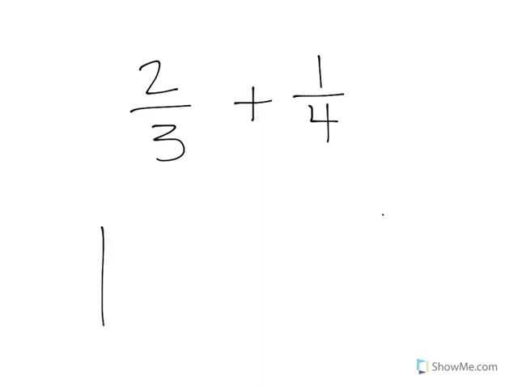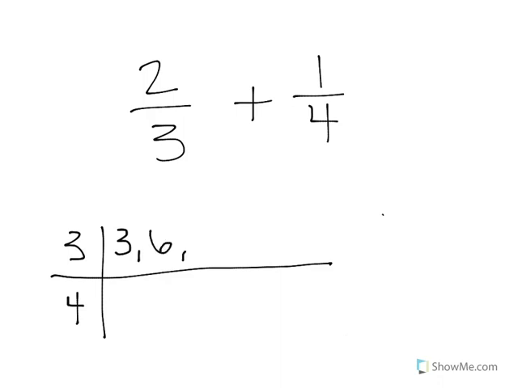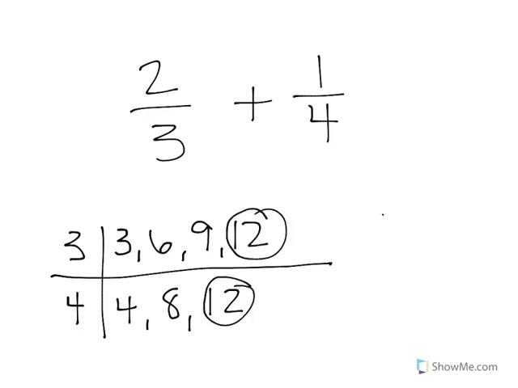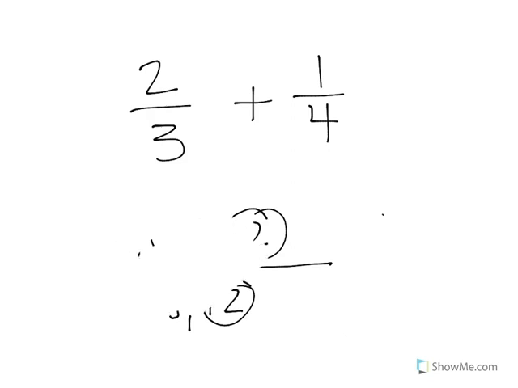So let's do that. Remember, finding the least common denominator or least common multiple is just listing out the multiples or skip counting. So we have 3, 6, 9, 12. And 4, 8, 12. And I stopped at 12 on the 3 because I knew that 12 was a multiple of 3 and 4, because 3 times 4 is 12. So I am going to use 12 as my new denominator.